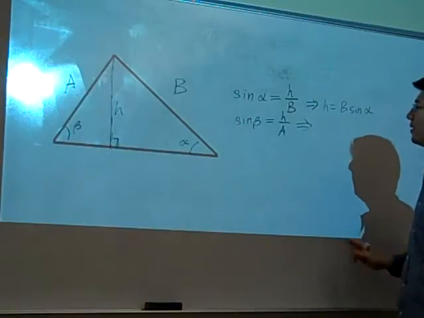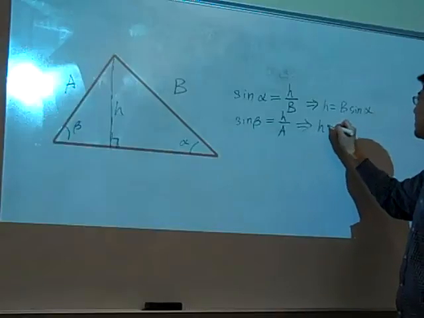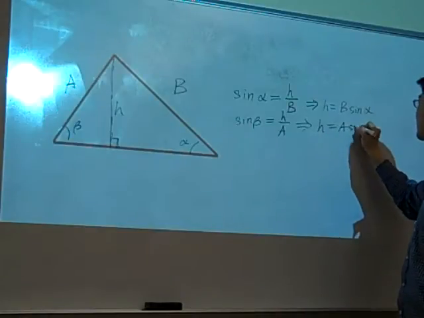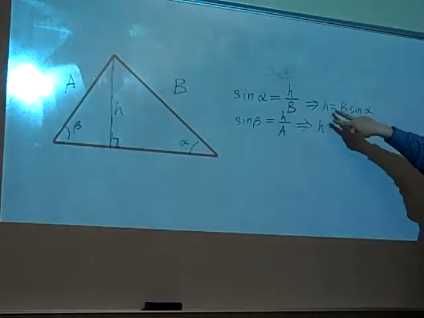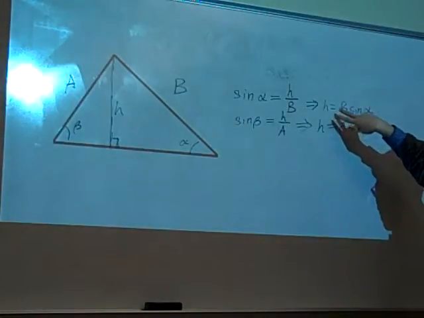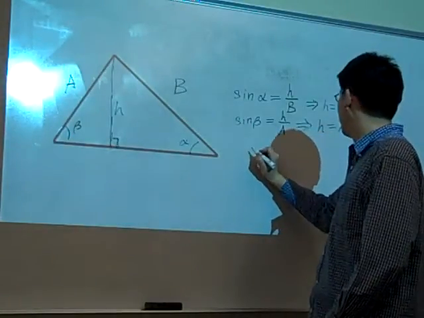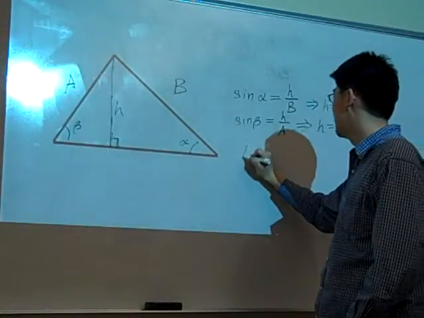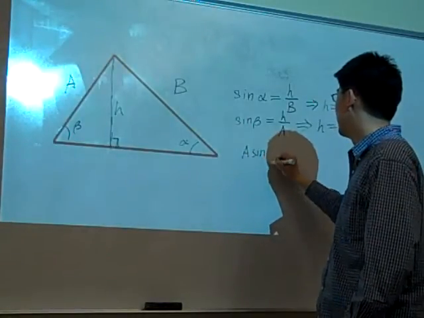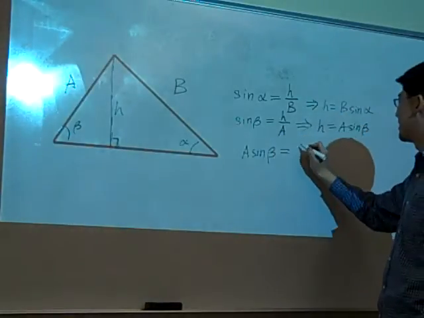And now this one says sine of beta is h over a. Multiplying by a, we get that h is equal to a sine beta. So both of these things are equal to h. What does that tell us? Well, these two things have to be equal to each other. So a sine of beta must be equal to b sine alpha, because they're both equal to h.